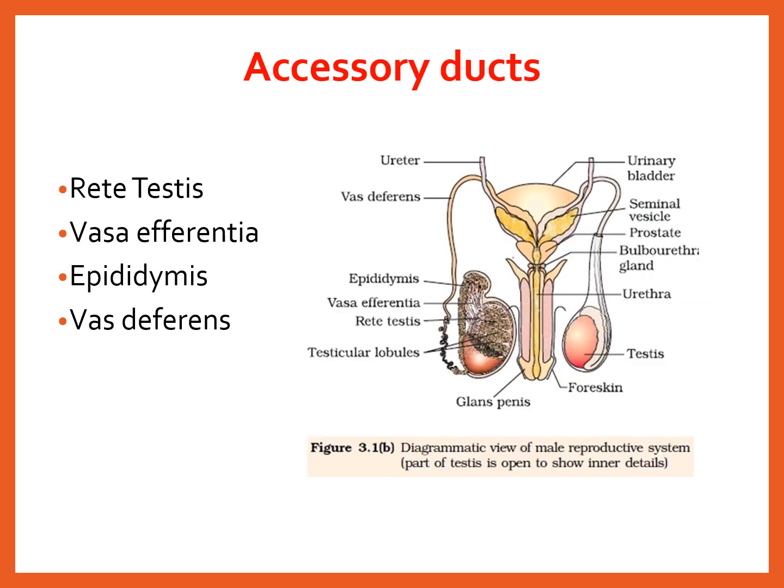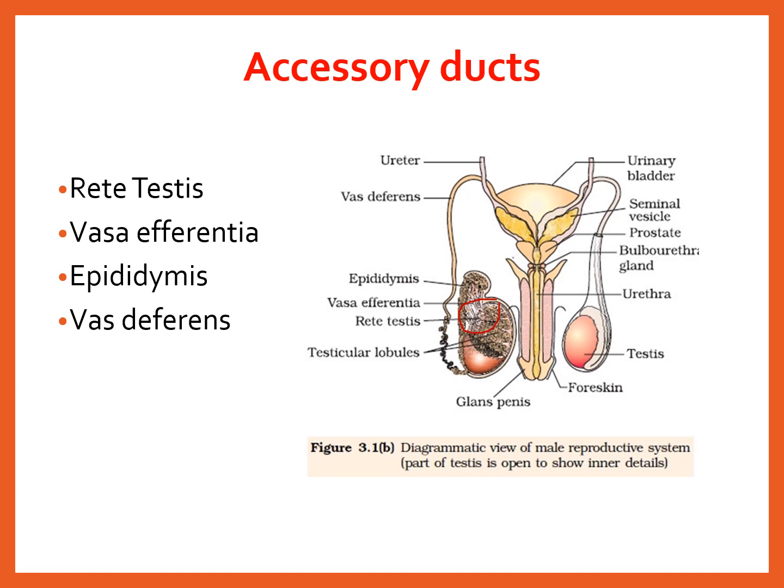The ducts which help in transportation of sperms are called accessory ducts. So these are the rete testis, vasa efferentia, epididymis, and vas deferens. These four terms we've already seen with respect to the section of testis. So in the section that we see here, we can see that the rete testis is a network of tubules which is there in this region.